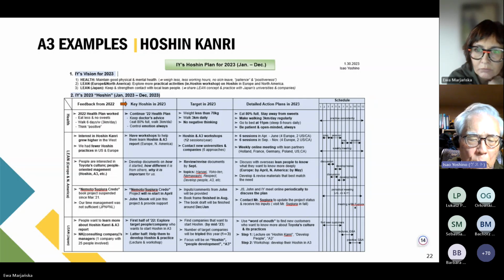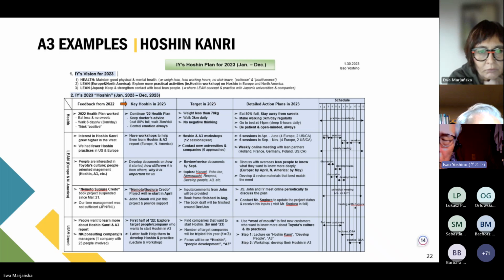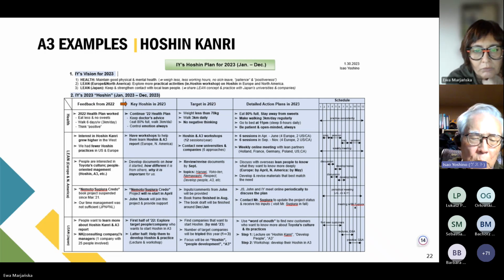It's me, Isao Yoshino, with my vision for 2023. Visions 1, 2, 3. One is health, because I'm getting older, so being healthy is so important. Number 2, lean activity in Europe and North America. Number 3, lean activity in Japan. So I have three different key areas that I have to cover this year.